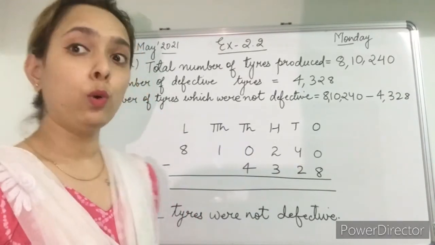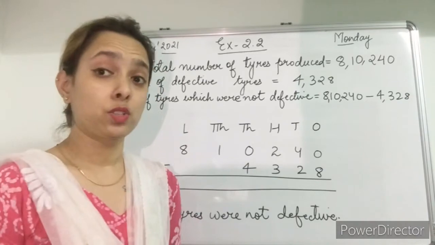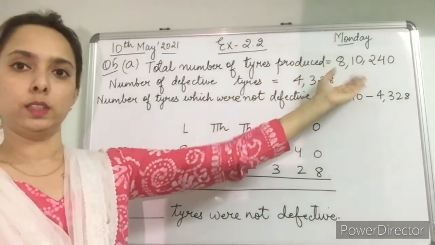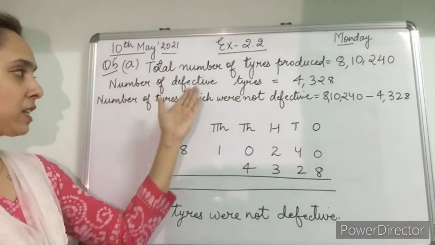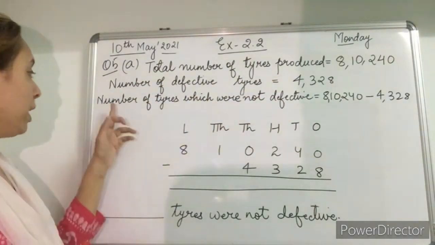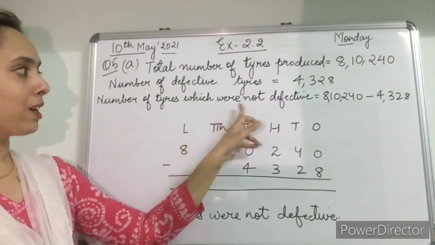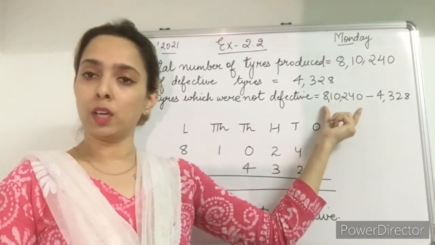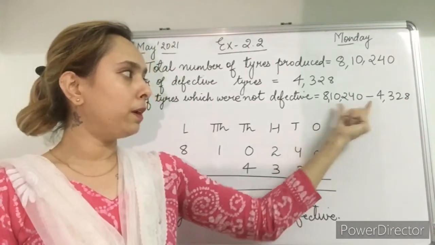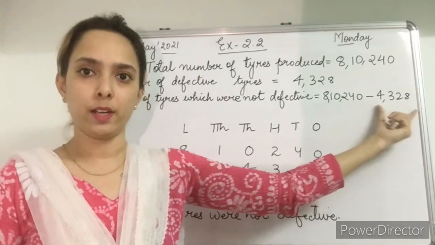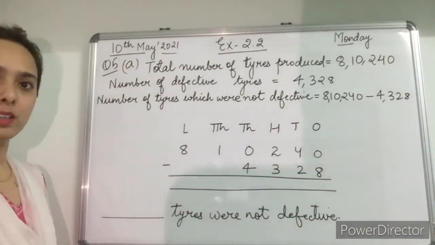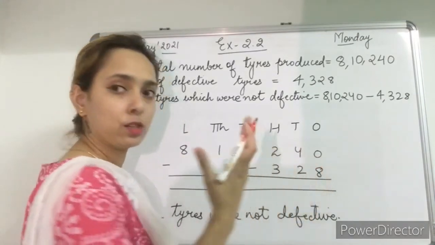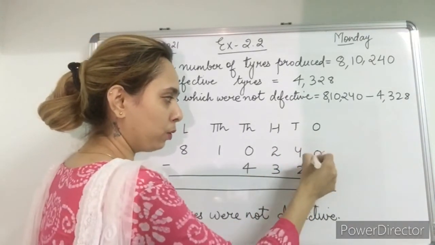So here we have to find out the non-defective tires. So statements I have written, total number of tires produced, this much. Number of defective tires, this much. Number of tires which were not defective, means the total production number minus defective tires. So in this way we will subtract. So here again 0 minus 8 is not possible. We will borrow.